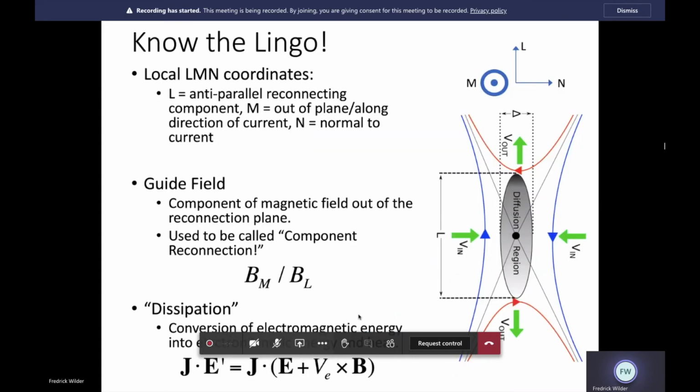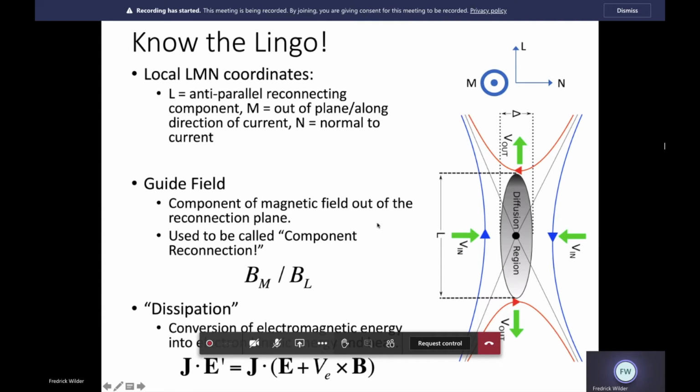So before I start showing MMS data, I kind of want to get a little bit of jargon out of the way. First off is local LMN coordinates. So when we study reconnection, we rotate into a local coordinate system. L is in the direction of these anti-parallel reconnecting fields. It's also in the direction of the outflow jets. M is out of the page. That's in the direction along the current in the diffusion region and the reconnection layer. And then N is normal to the current. So that would be crosswise here.